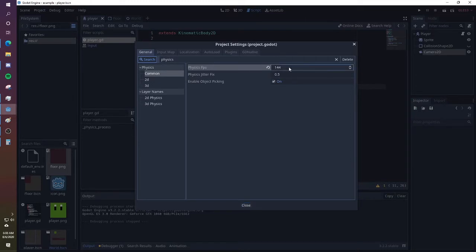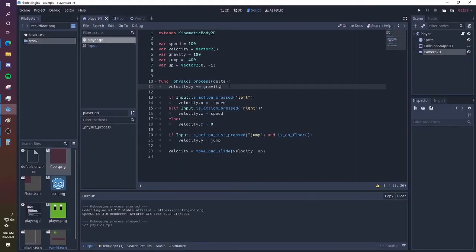Now this is because, let's reset our gravity, the value of gravity, which is 100, is being applied downwards on the player on velocity.y. It's being applied downwards every single frame.